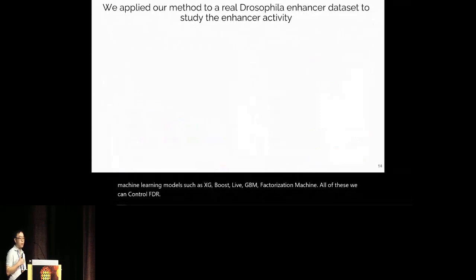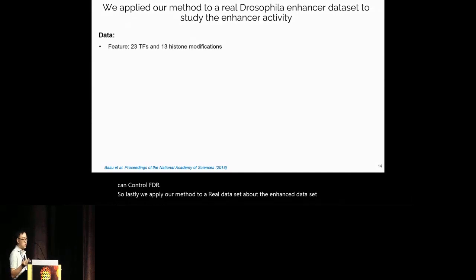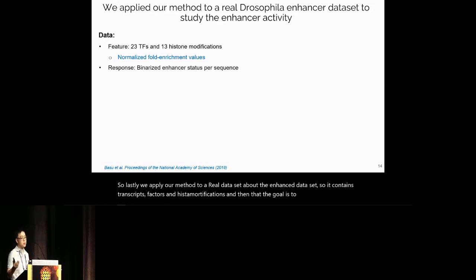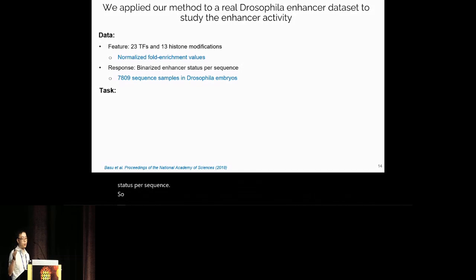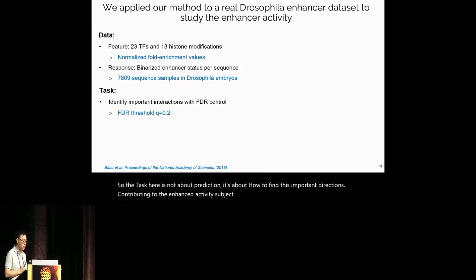So lastly, we apply our method to a real data set, the Drosophila enhancer data set. It contains transcription factors and histone modification features, and the goal is to predict the enhancer status per sequence. So the task here is not about prediction. It's about how to find the important interactions contributing to the enhancer activity, subject to FDR control.